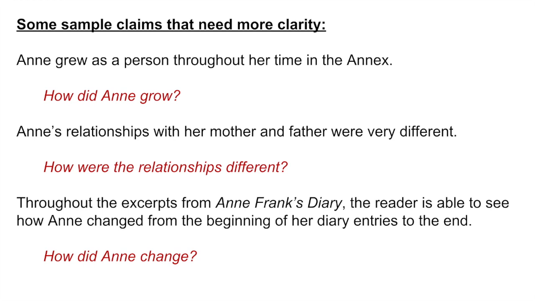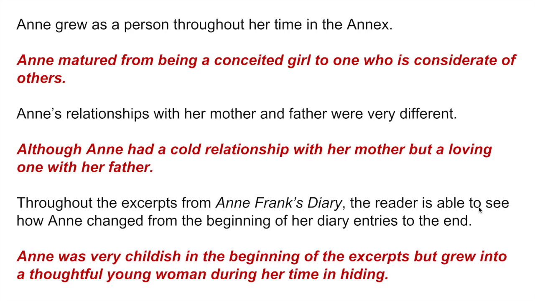Here's a third example. Throughout the excerpts from Anne Frank's diary, the reader is able to see how Anne changed from the beginning of her diary entries to the end. And my question still is, how did Anne change? All right, so you must define that here in this to see how Anne changed. So here are some changes. I went from Anne grew as a person throughout her time in the annex to Anne matured from being a conceited girl to one who is considerate of others. All right, so now we know how she changed.